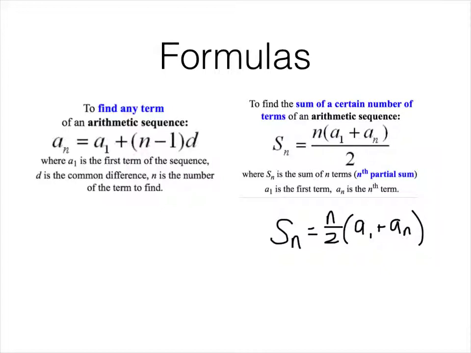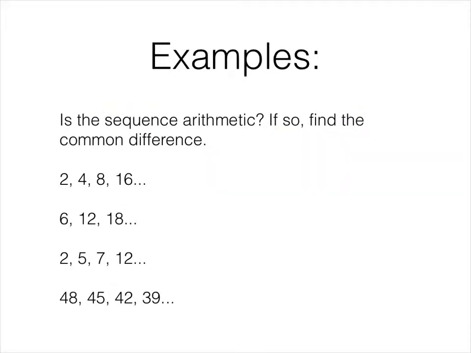Okay, let's apply those formulas. Well, let's apply the concepts first. Bohemian Rhapsody by Queen is next. All right, is the sequence arithmetic? If so, find the common difference. So let's look. All right, 2 to 4 is plus 2. And that's plus 4. No, that sequence is not arithmetic.